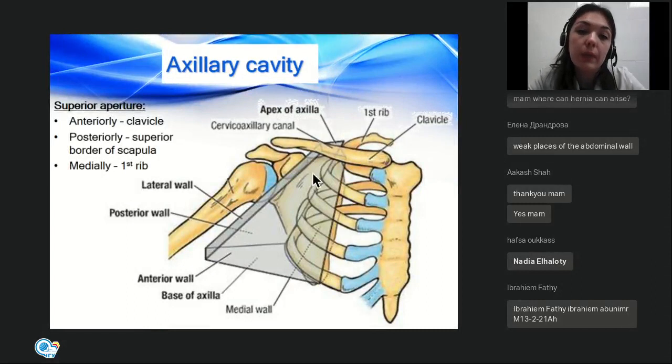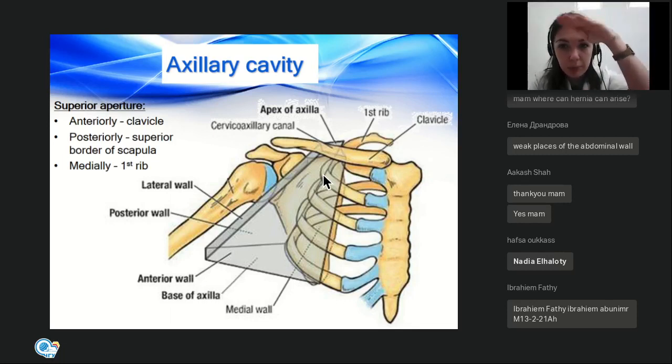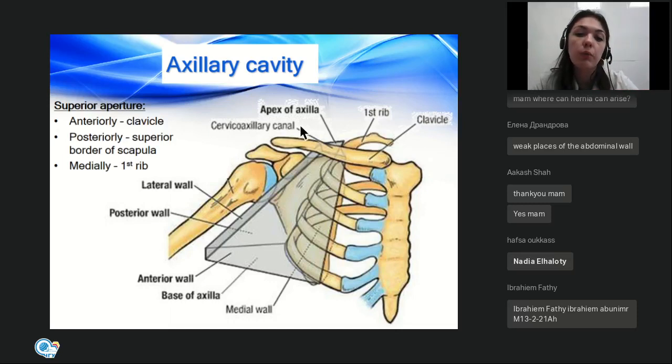Axillary cavity. In the topography of the upper limb, we have to know the structure of the axillary cavity. It is a cavity, like a dissected pyramid without a tip, without an apex. So it has two apertures, superior and inferior. The superior aperture is here. It is bounded anteriorly by the clavicle, posteriorly by the superior border of the scapula, and medially by the first rib. That's it.